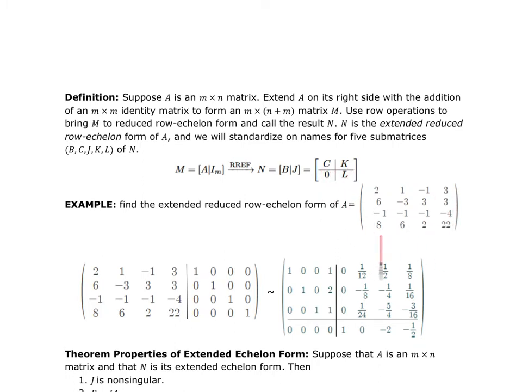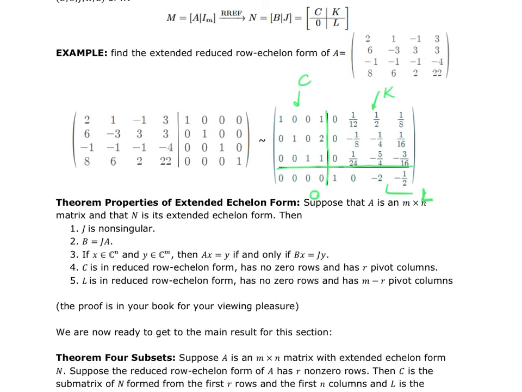So let's go back to this matrix that we had, and we augmented on it, and we got to here. Now notice I introduced these 2 lines. These 2 lines break this up into the C matrix, the K matrix, the L matrix, and then I have my 0 matrix right there.